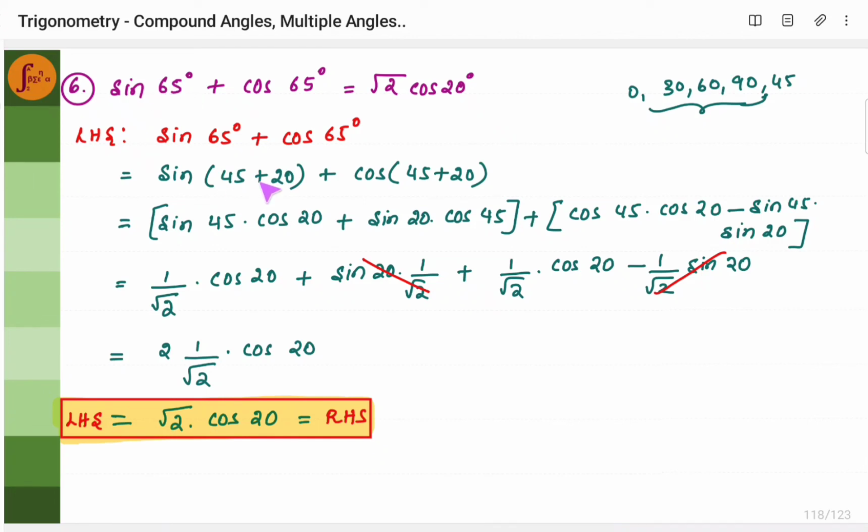65 can be written as 45 plus 20, right? 45 plus 20 because we know the value of 45. We don't know the value of 65. So sin 45 plus 20. Similarly, cos 65 also we'll write as cos 45 plus 20. Now we'll use the compound angle formula. Sin 45 plus 20 is nothing but sin A plus B. Sin A plus B is sin A cos B plus cos A sin B, right?